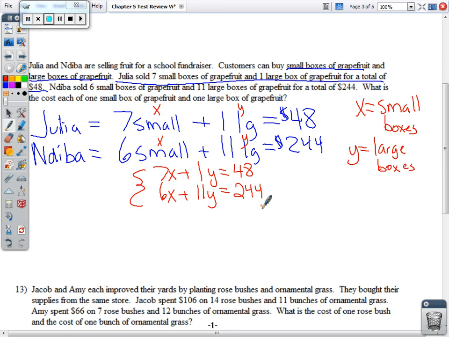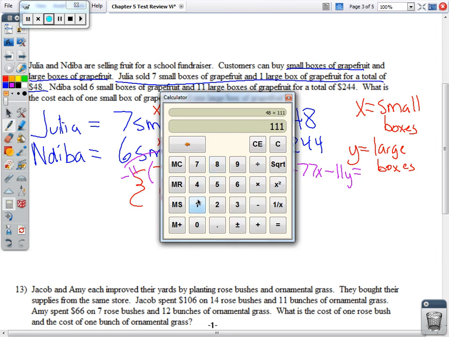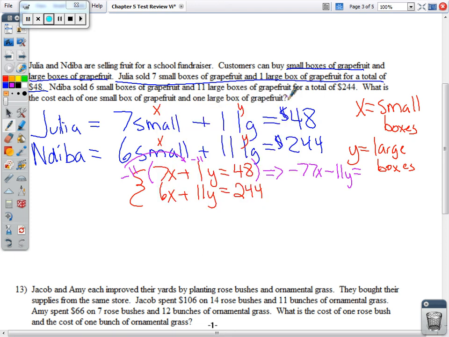Now we solve this. The easiest way to solve this is more than likely going to be elimination. I can multiply this top by negative 11 because that gives me a negative 11 here that I'm looking for to cancel out my y's. So if I rewrite this top equation, I have negative 77x minus 11y, because I'm distributing the negative 11 to the 1y, equals 48 times 11, which is 528. So we have negative 528.